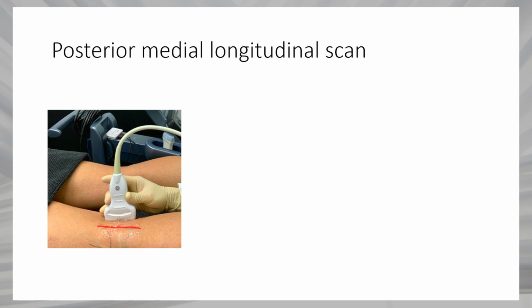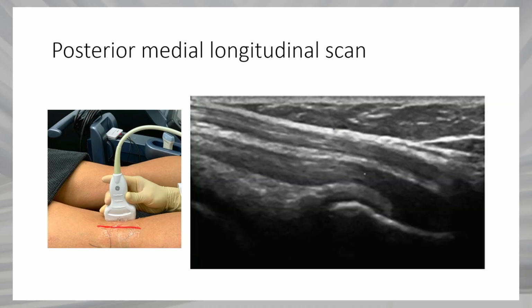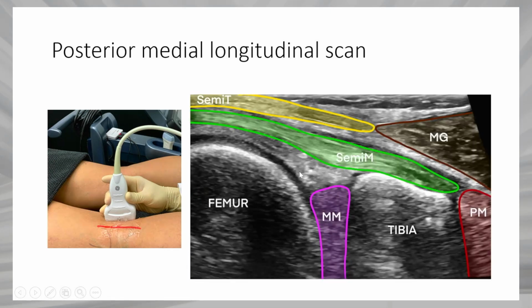Now posteriorly, we are going to see it in 2 scans, medial. If you're able to do medial longitudinal scan, you'd be able to see semitendinosus tendon, semimembranosus, medial meniscus, and medial head of the gastrocnemius. So this is the posterior medial longitudinal scan.